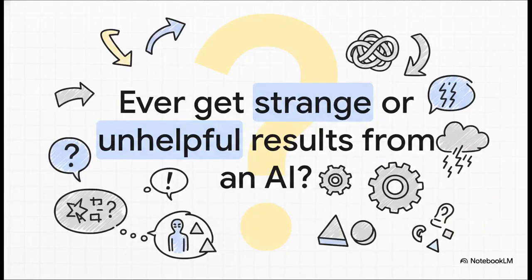Okay, so let's start with something I'm pretty sure we've all been through. You ask the AI for something you think is simple, and what you get back is, well, it's just not it. It's confusing, it's way off target, or maybe it's just flat out wrong. It's a super common frustration, but believe me, it's one we can definitely fix.